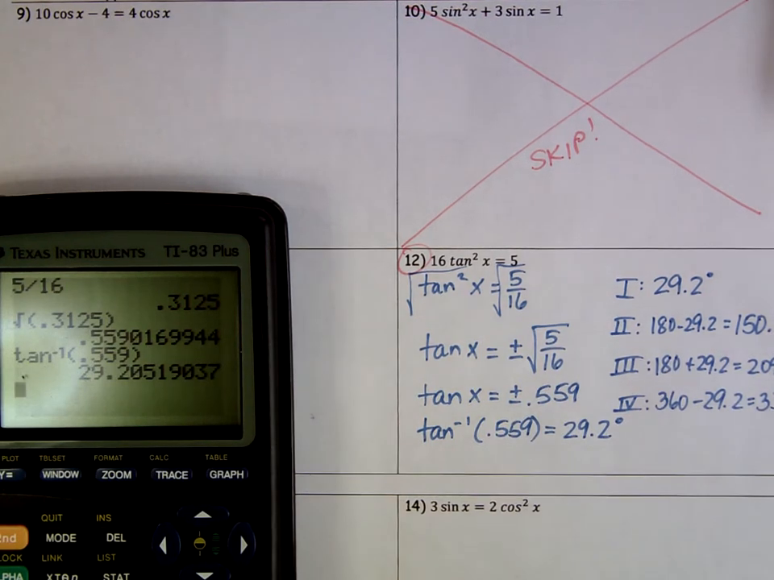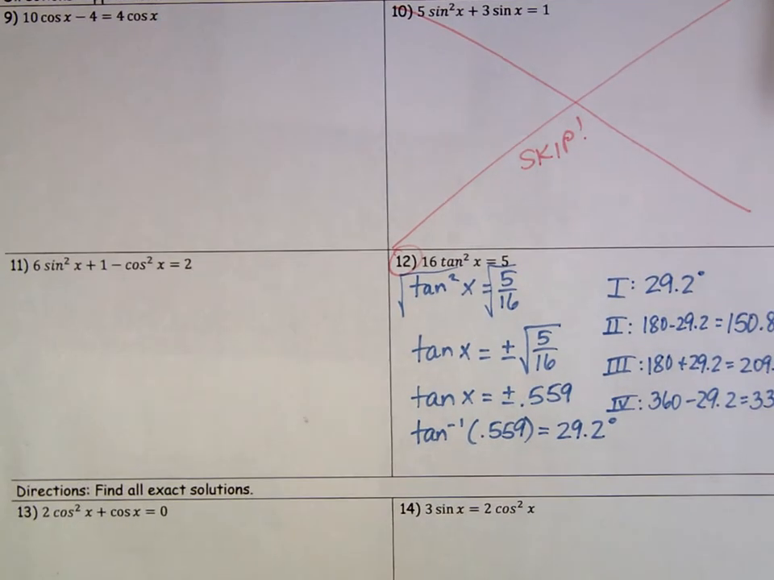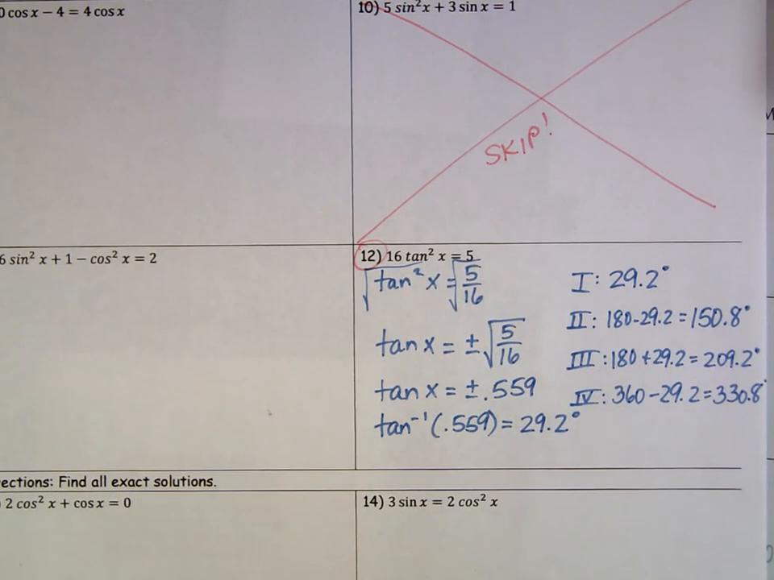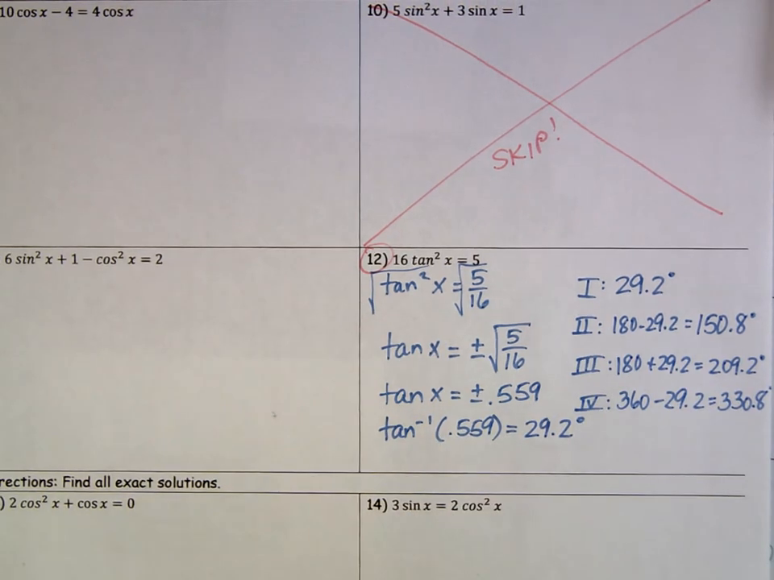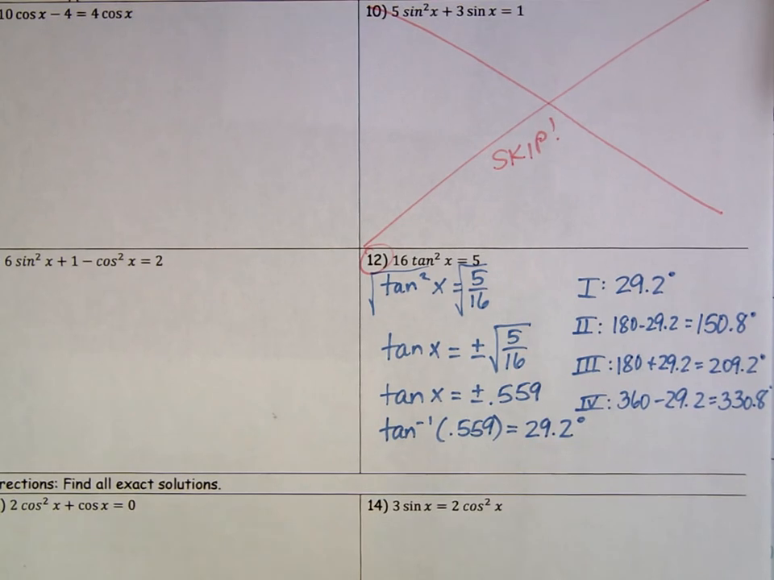So that's what you do when you get numbers that are not going to be on your chart. You've got to go back to what we learned in Unit 9 and find the reference angle and then apply it to the appropriate quadrants, whatever that might be. All right, here comes the last one.